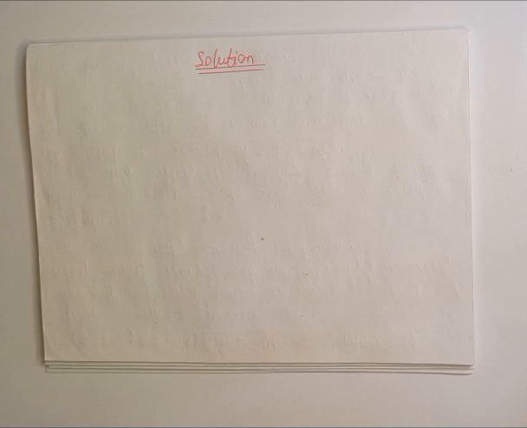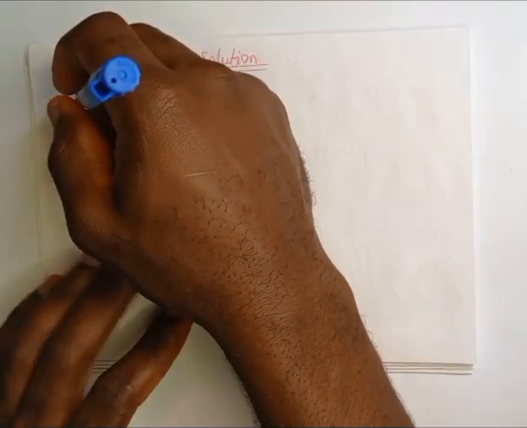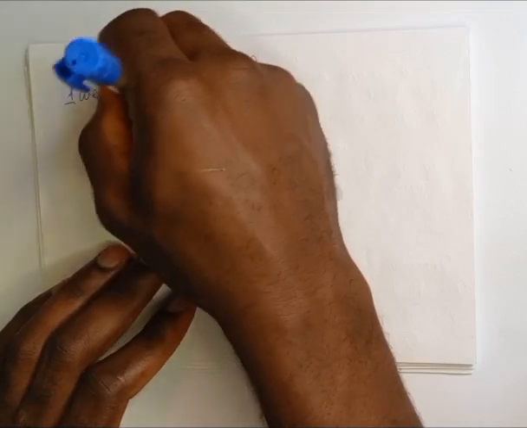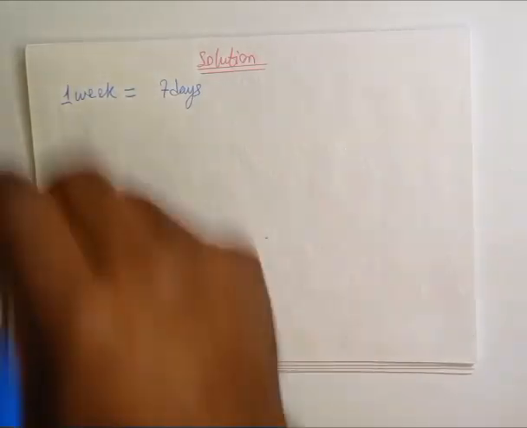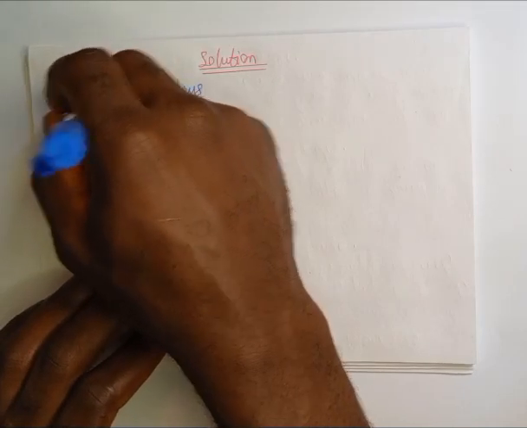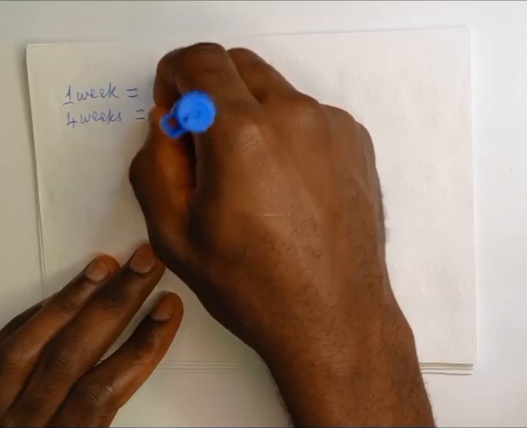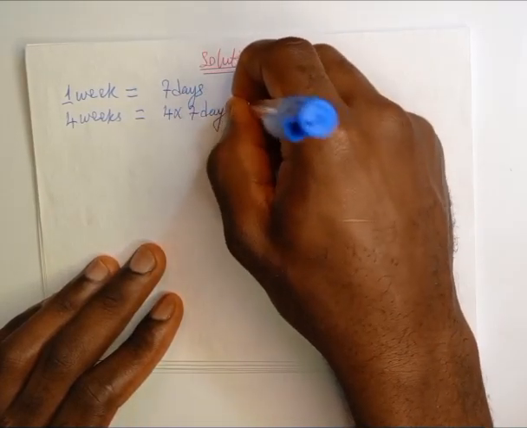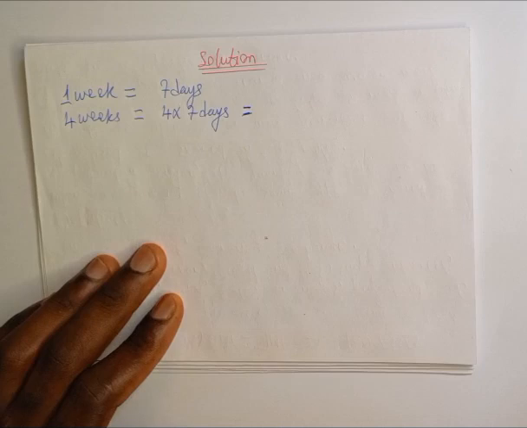It is very easy for us to change from weeks to days. We are going to convert the 4 weeks to days. First, we know 1 week is equal to 7 days. Then 4 weeks, if you take 4 times 1 week, which is 4 weeks, will be equal to 4 times 7 days. There is a video I did on measurements, units of measurements, how to change from one unit to the other. You can check that video you watch.